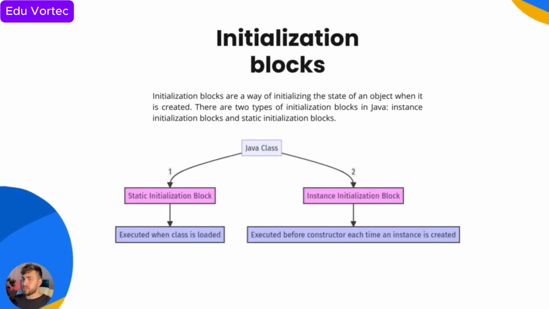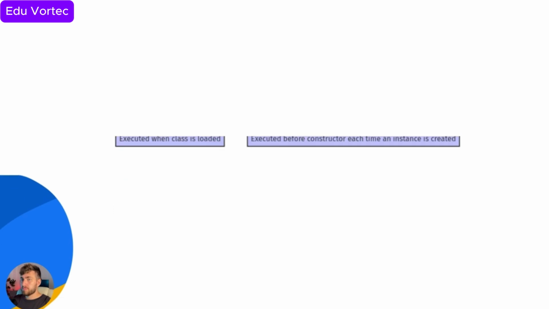Now, let's discuss initialization blocks. Initialization blocks are a way of initializing the state of an object when it's created. There are two types of initialization blocks in Java: instance initialization blocks, and static initialization blocks.